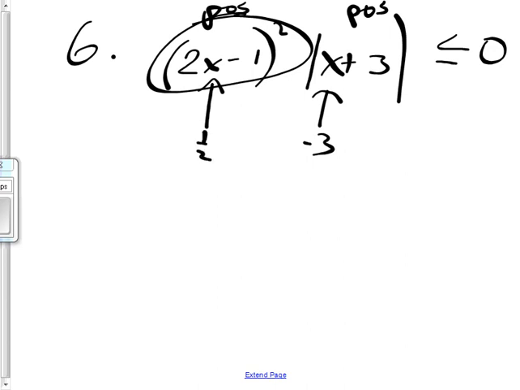1/2. And if you're not good at that, you go 2x minus 1 equals 0, 2x equals 1, x equals 1/2. Okay? So what do you write? Well, what am I supposed to do? What do the directions say?